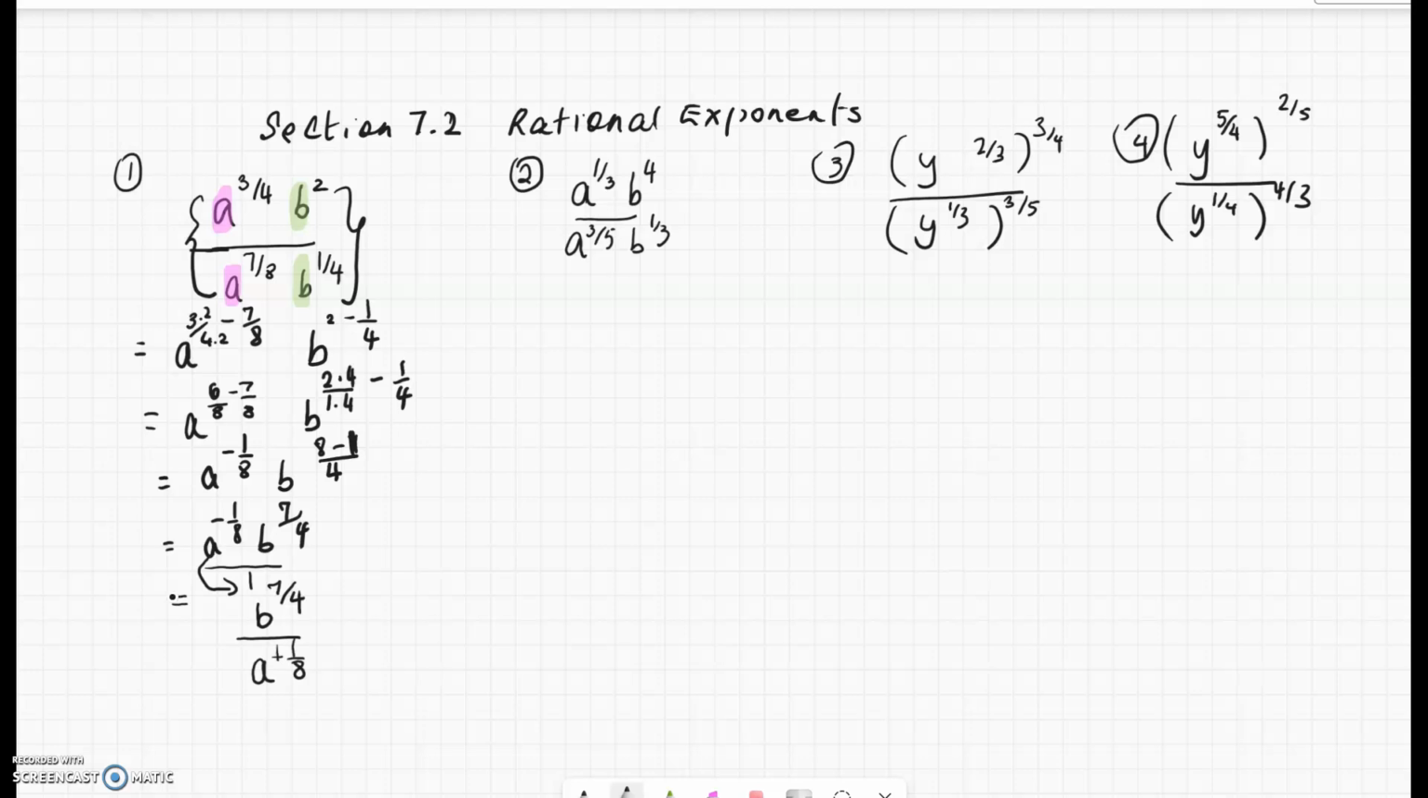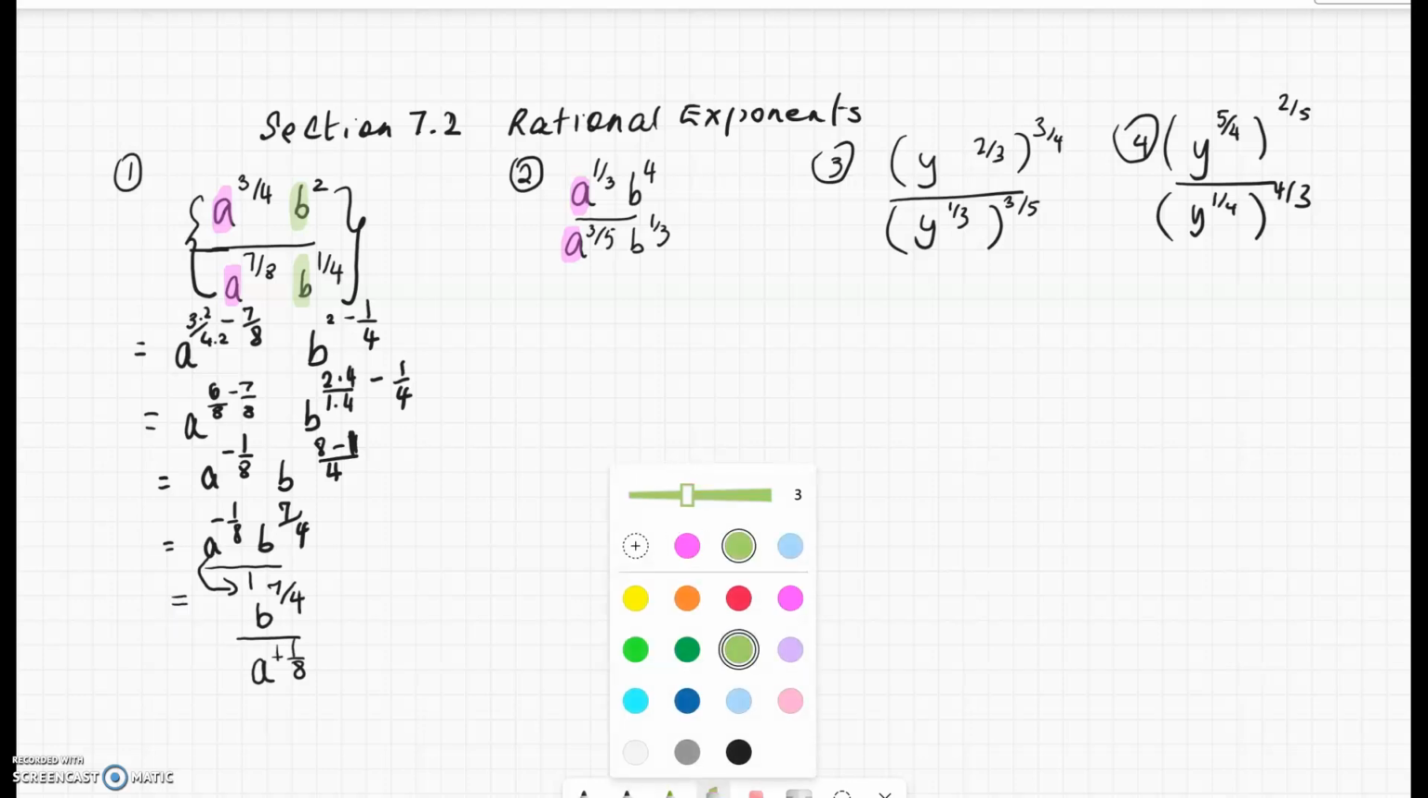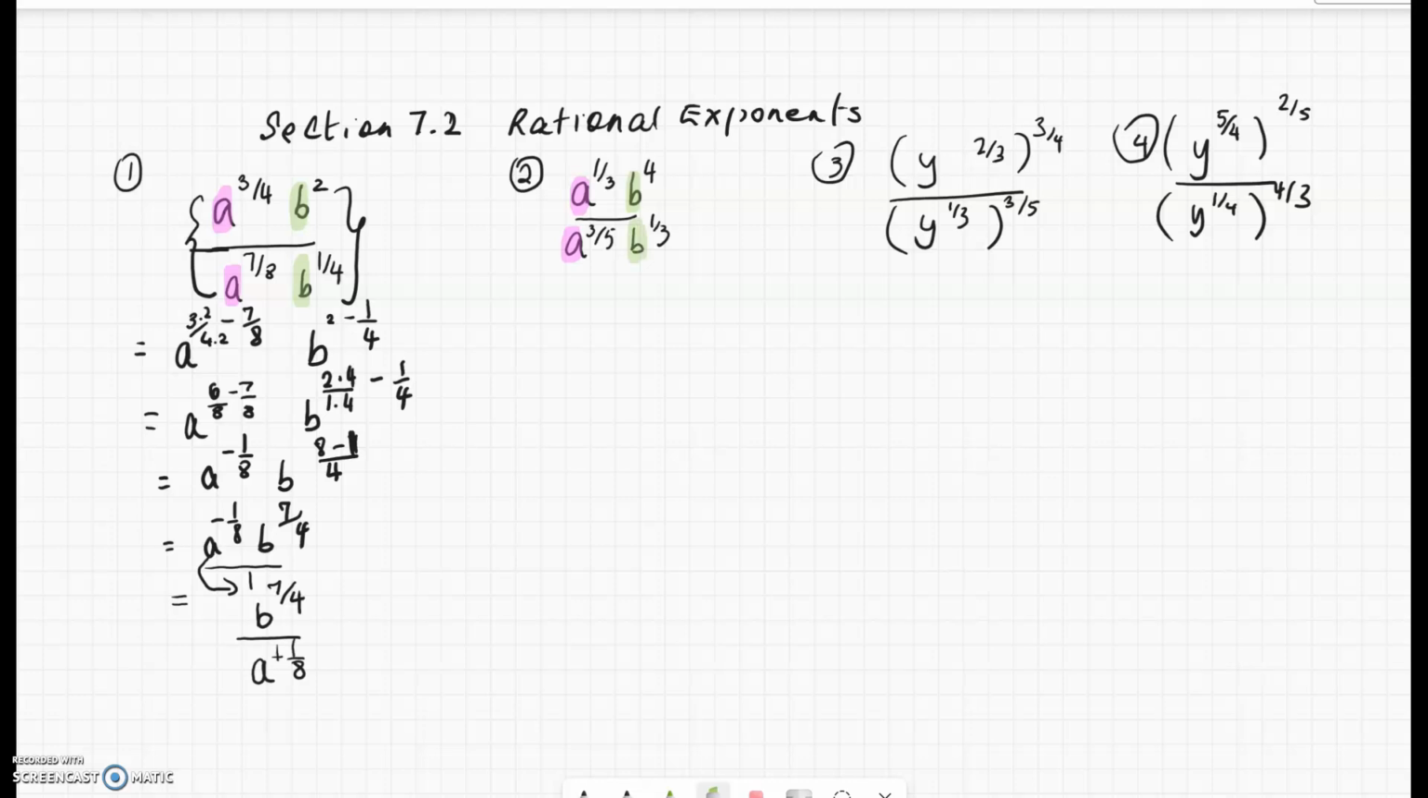Now let's do the next one. a to the 1/3 divided by a to the 3/5, and b to the 4th. The base is b and there's a base b in the denominator. We could combine the a's. Division, a to the 1/3, so we have the exponent of the numerator minus the exponent of the denominator, times b to the exponent of the numerator minus exponent of the denominator. So we go 1/3 minus 3/5.